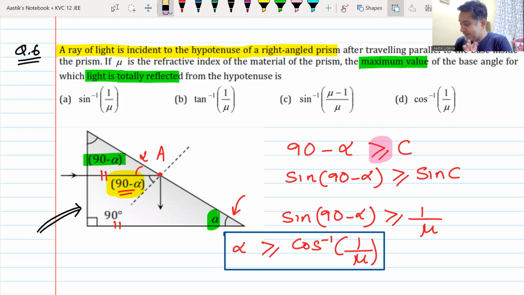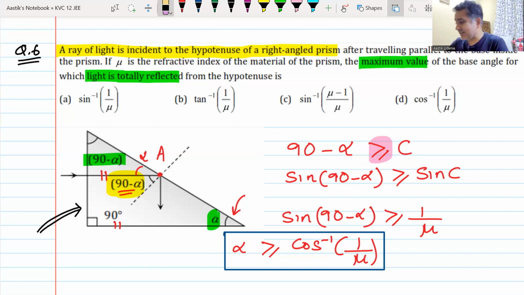So with this, we come to an end for this topic where we were doing questions on minimum deviation. We were doing questions on single prism. Sir, is it maximum or minimum deviation? Is it maximum or minimum? Tell me, maximum or minimum? It is minimum, no? Or maximum? Minimum.